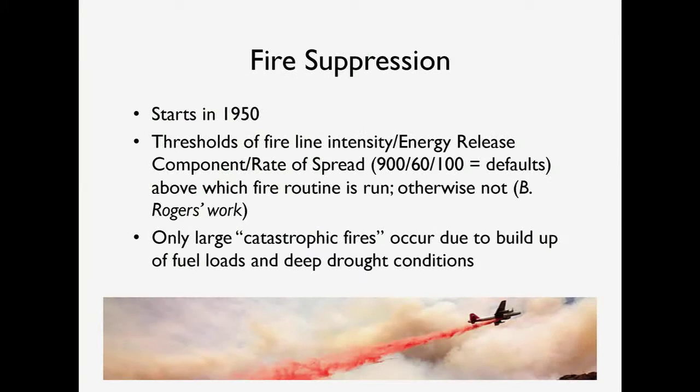The model includes an algorithm to simulate fire suppression. So whatever result I show you, assume that suppression starts in 1950 for a particular set of thresholds, which means that only catastrophic fires occur due to the buildup of fuel loads or deep drought conditions.